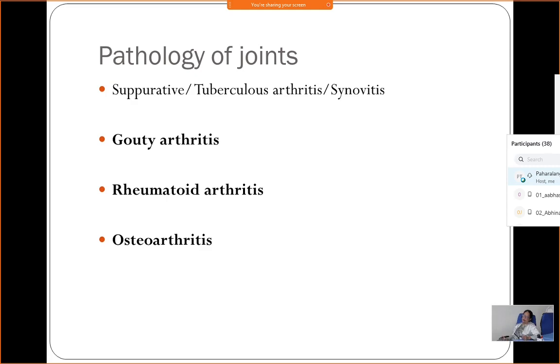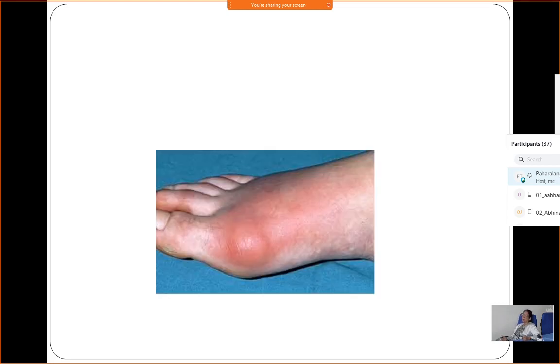But apart from this infectious arthritis, we can also get other arthritis which are much more common. One is gouty arthritis, which is related to uric acid metabolism. Then there is rheumatoid arthritis, which is immune-mediated arthritis, and then there is osteoarthritis, which is age-related. These are the three different inflammatory conditions of the joints which are not due to infections: gouty arthritis, rheumatoid arthritis, osteoarthritis. There are many others, but these three are the important conditions which you have to know thoroughly.